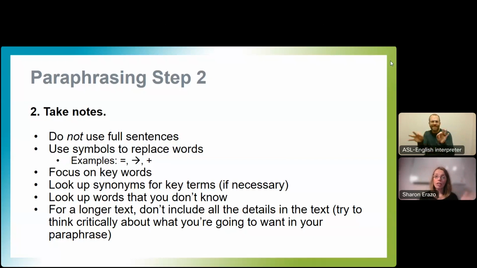Because if you think about it, you're looking at a page of point form notes, you are now forced to create your own sentences. And so you've already forced yourself to move away from the original sentence structure that you saw in the text that you were reading. So first step is reading carefully, identifying the main idea. Second step would be taking point form notes.